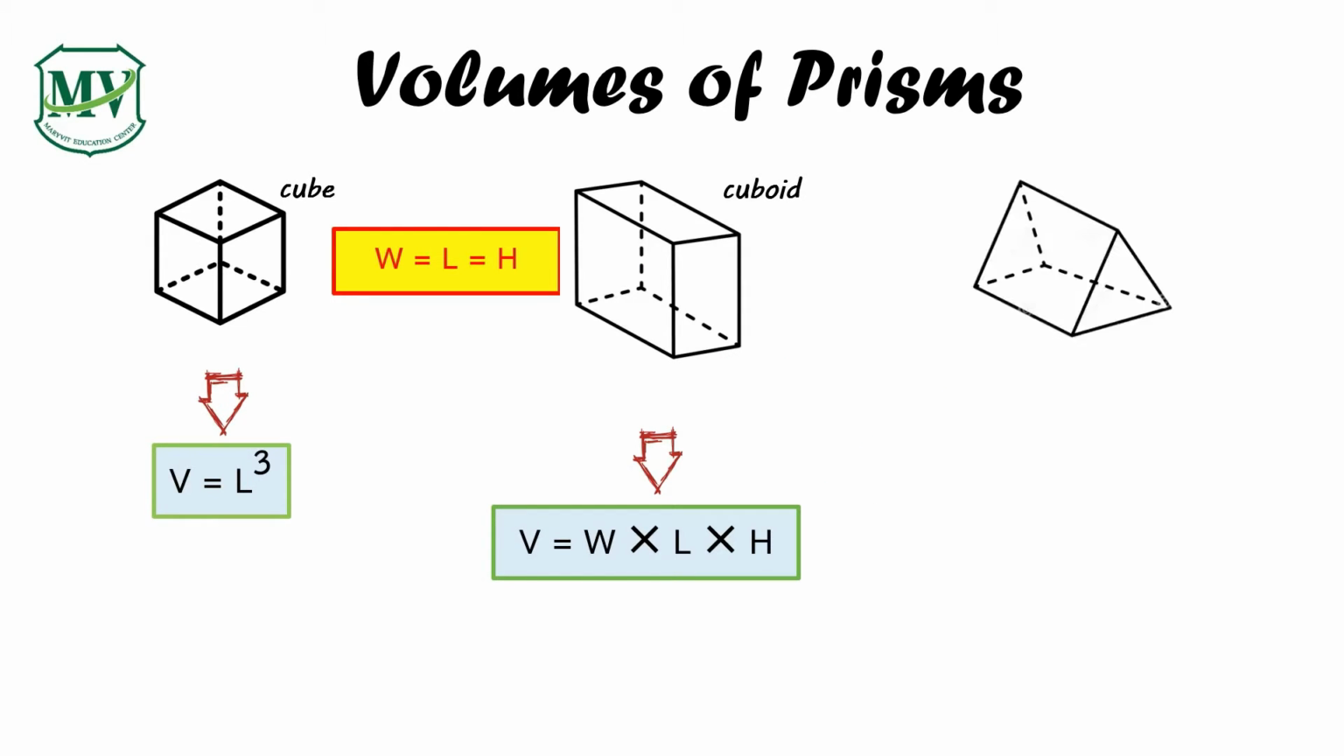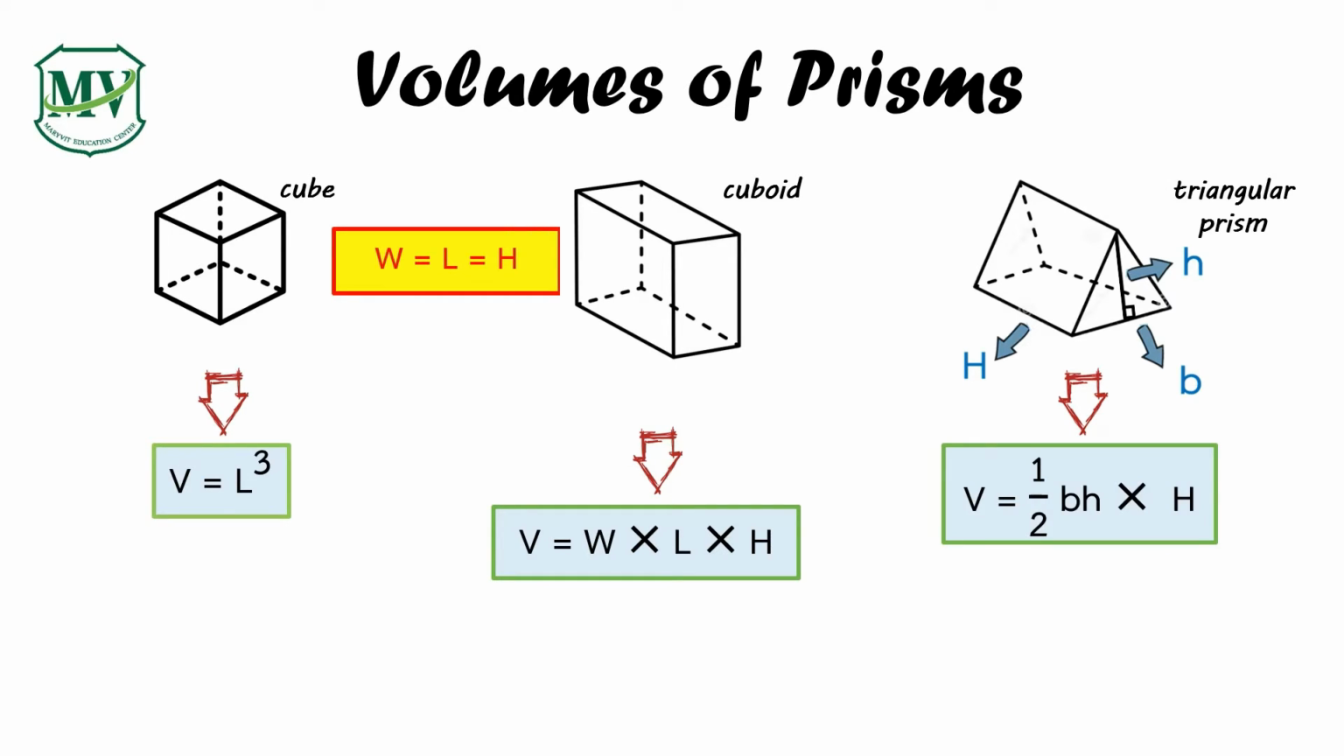We also have here a triangular prism. A triangular prism has a height which is the big letter H, and it has a triangular base with a height which is the small letter h and a base which is the small letter b. To find the volume of a triangular prism, we use the formula V is equal to 1 over 2 times small letter b times small letter h times big letter H.